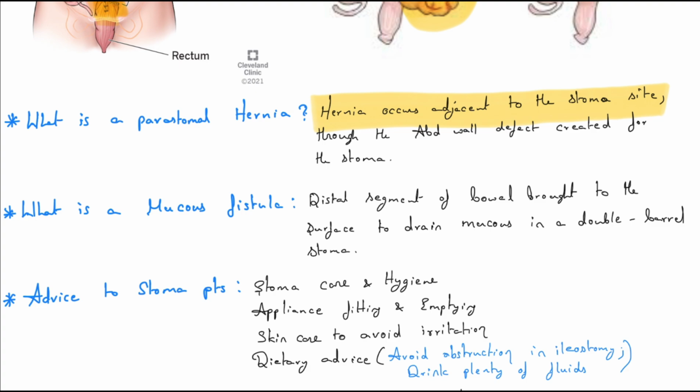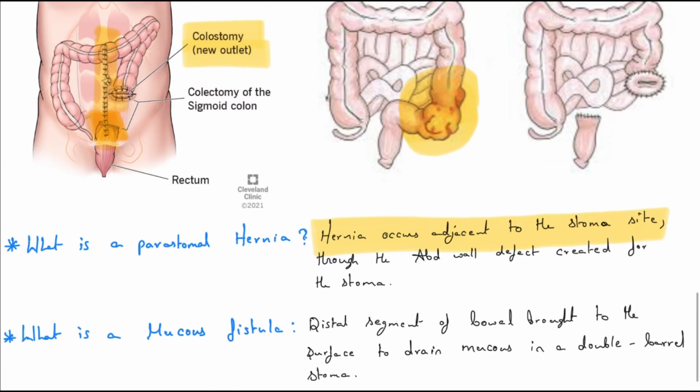So we have to advise stoma patients on stoma care and hygiene, appliance fitting and emptying, and skin care to avoid irritations like dermatitis. We have to give some dietary advice to avoid obstruction in ileostomy and to drink plenty of fluids, and we have to recognize the signs and complications of the stoma. Okay, which stoma has the highest output? That is jejunostomy.